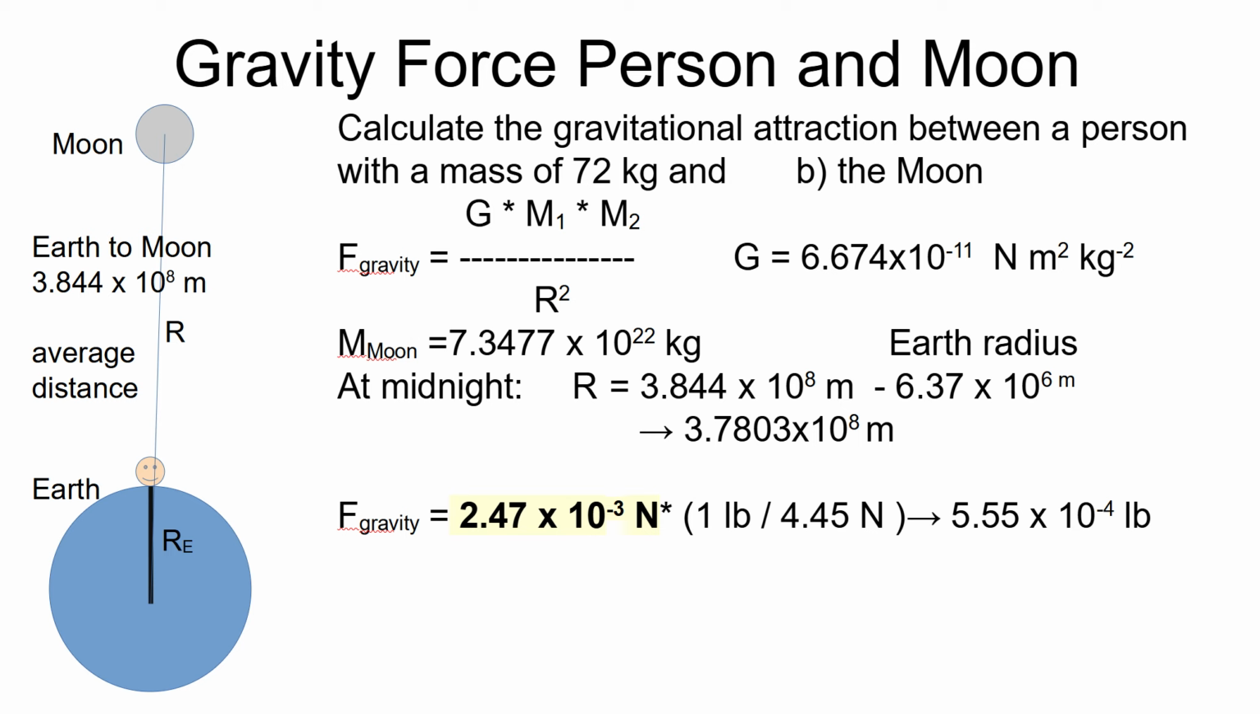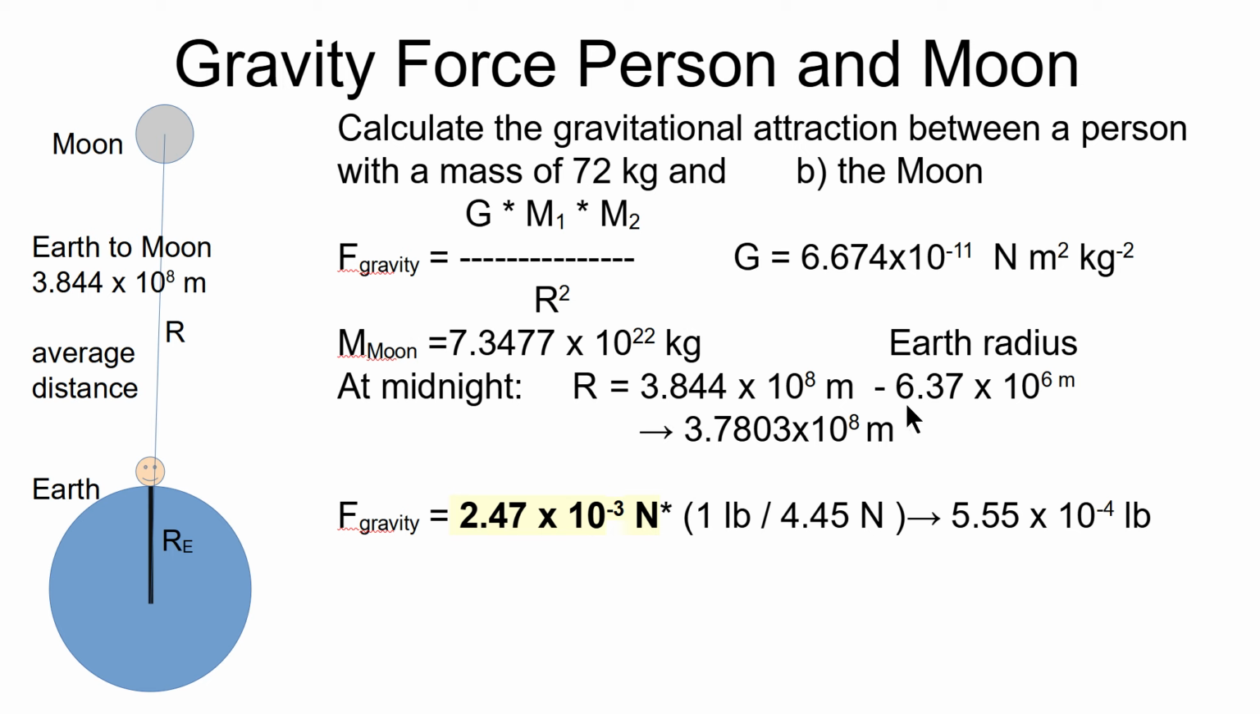We're going to use the same formula. What changes here? Well, the constant of gravitation does not change. The person's mass does not change. But now we use the mass of the moon, 7.3477 times 10 to the 22nd kilograms. If you remember, the Earth is 10 to the 24th kilograms. And we're going to do a little calculation here for the distance between the center of the moon and the center of the person. The moon has an average distance from center of the moon to center of the Earth of 3.844 times 10 to the 8th meters.